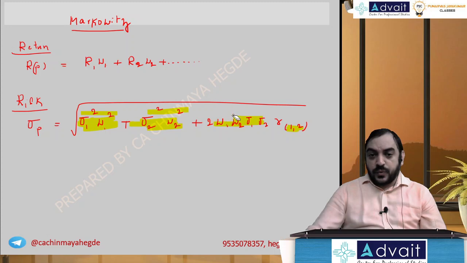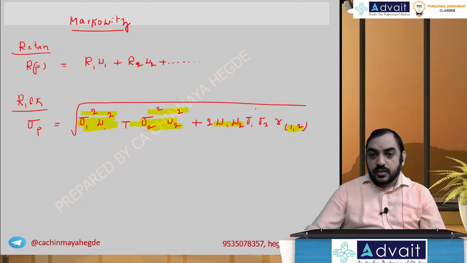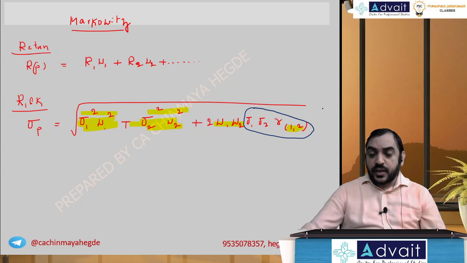R is the correlation coefficient between sigma 1 and sigma 2. And in fact, this sigma 1, sigma 2 and R, all the 3, you can also simplify by covariance. Sometimes they give the covariance directly, and I can use it. Sigma 1, sigma 2 and R, all the 3 put together, I can call it the covariance between 1 and 2.